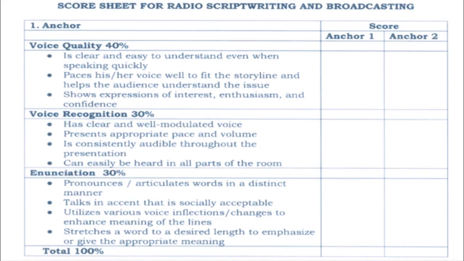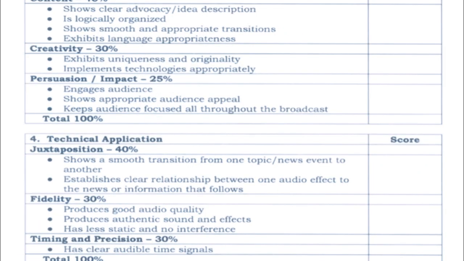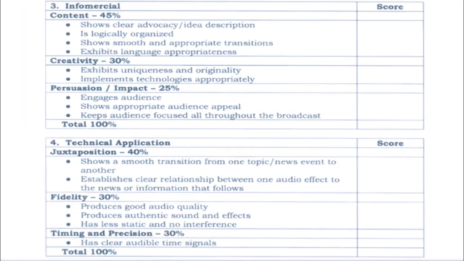So you have there for the anchor, it comprises the voice quality, the voice recognition, the enunciation. The voice quality is important. You have 40%. Then the voice recognition, 30%. And the enunciation is 30%. For the news presenter, it has the voice quality, same with the male anchor and the female anchor, 40%, voice recognition, 30%, enunciation, 30%.